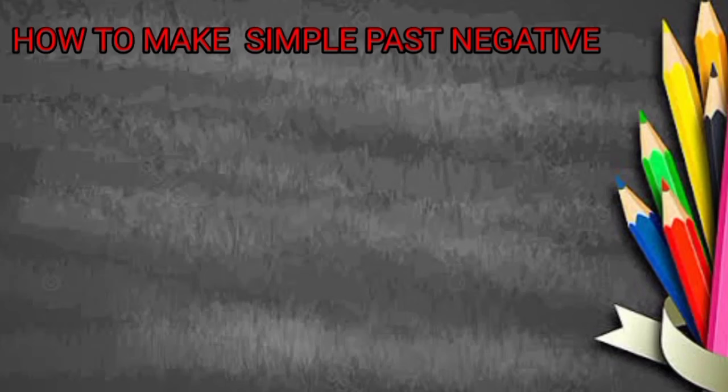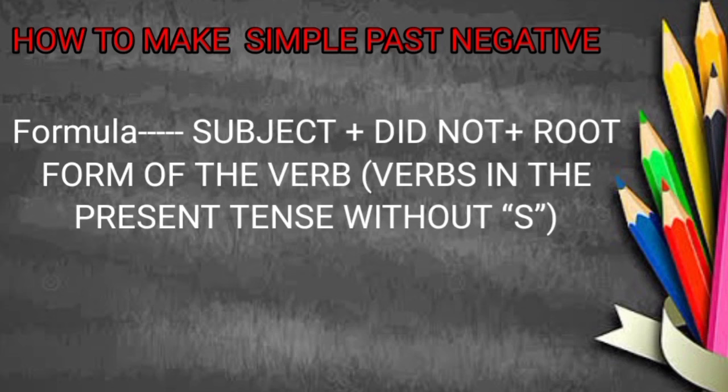How to make simple past negative? We have a formula for that. First, subject of the sentence plus did not plus root form of the verb, or verb in the present tense without s.